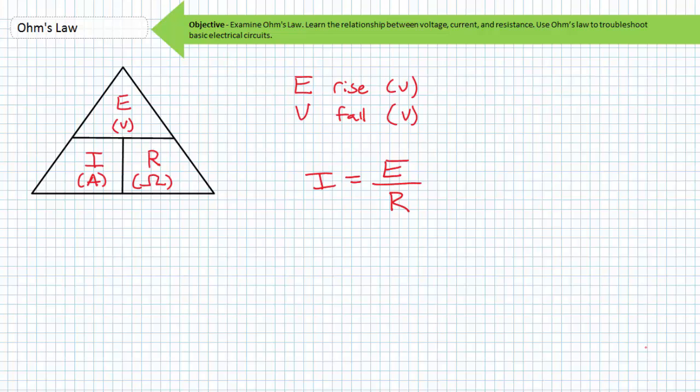This is again our original statement of Ohm's Law. You do not need to remember it in this form if you want to use the pyramid relationship. To solve for current, cover it up. Take voltage and divide it by resistance, because voltage is over resistance.